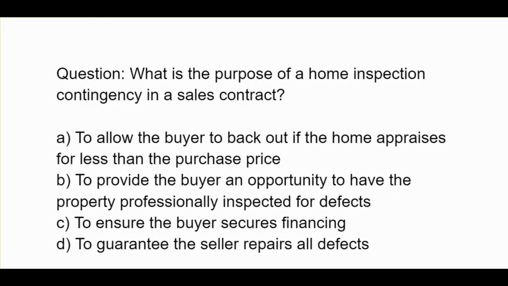What is the purpose of a home inspection contingency in a sales contract? A, to allow the buyer to back out if the home appraises for less than the purchase price. B, to provide the buyer an opportunity to have the property professionally inspected for defects. C, to ensure the buyer secures financing. D, to guarantee the seller repairs all defects.